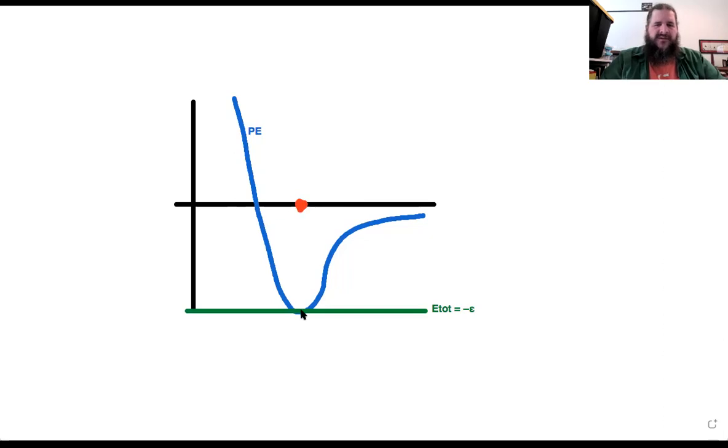And same thing to the left. If we were to go to the left, potential energy would increase, so kinetic energy would decrease. But again, kinetic energy can't be negative. So the entire kinetic energy graph then is just this one point. This is the lowest energy the system can possibly have. This represents a pair of particles where the total energy is all the way down at negative epsilon.